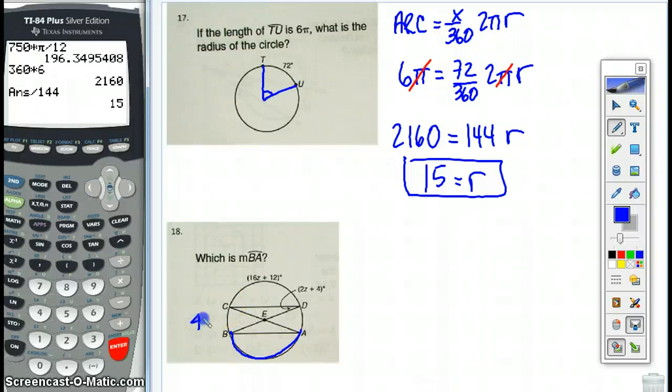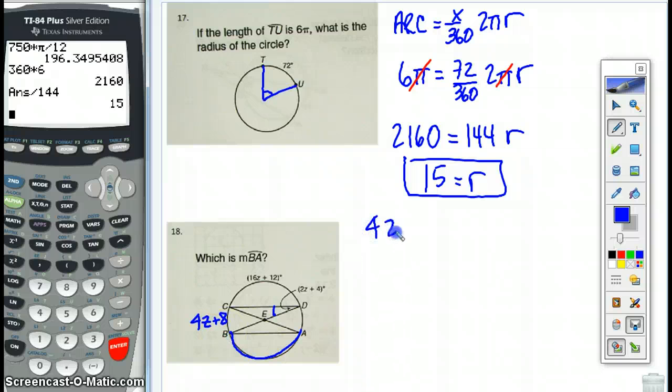And here we're going to get 4z plus, times 2 is 8. So I took the inscribed angle here, multiplied this times 2, and got that. Now we see that this is a half circle. So that means this plus this over here equals 180.